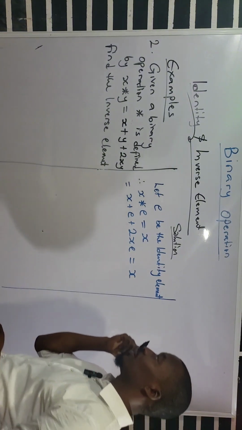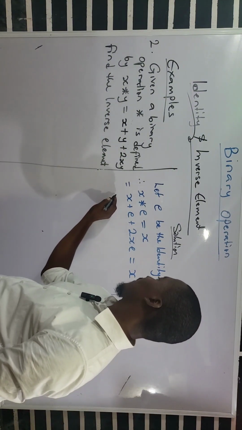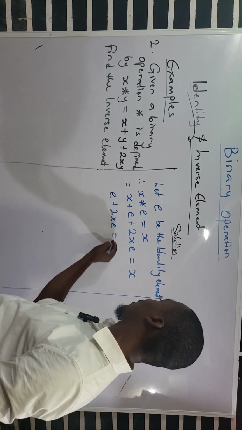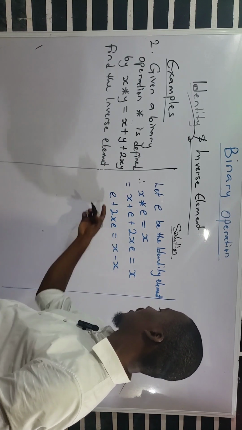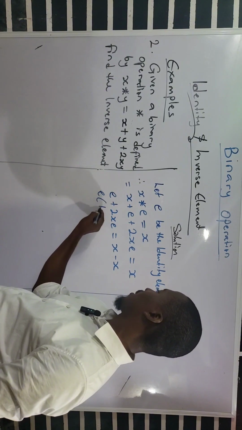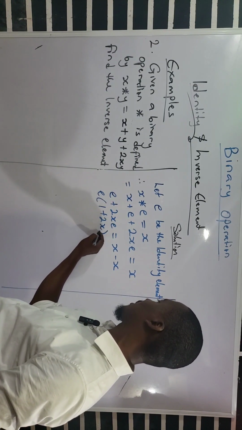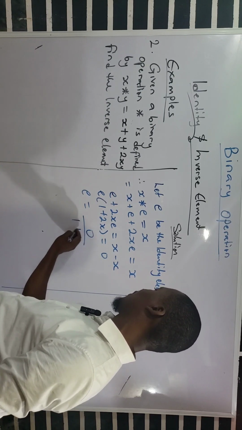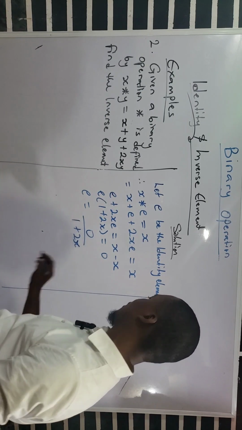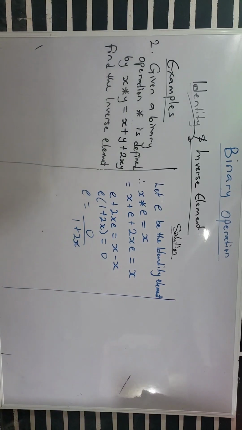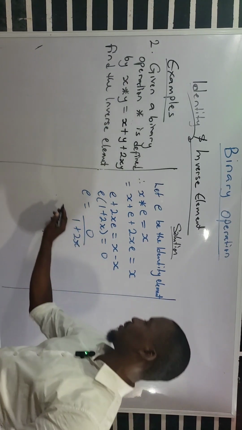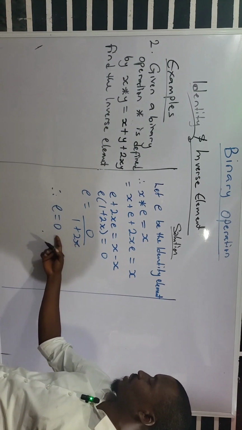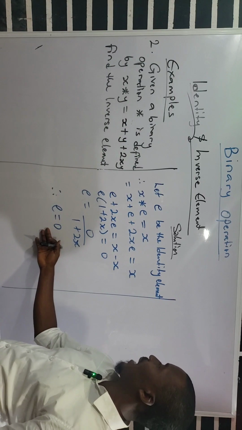So when you solve that, you have that E plus 2XE equals X minus X. So factor E out here, E times (1 plus 2X) equals 0. So E equals 0 over 1 plus 2X. That's when you divide both sides by 1 plus 2X, and therefore E equals 0. 0 divided by anything will give you back 0. So we have gotten our identity.